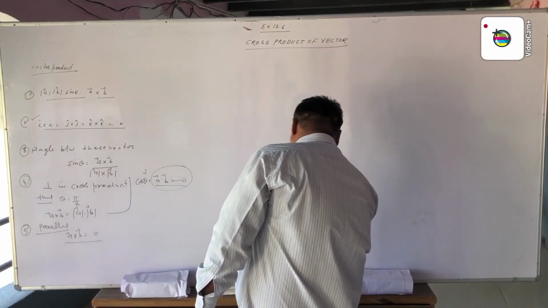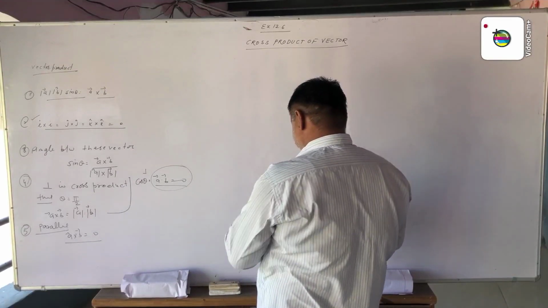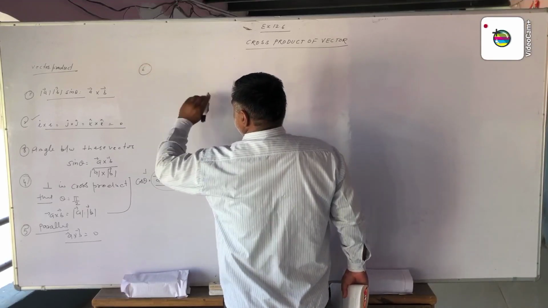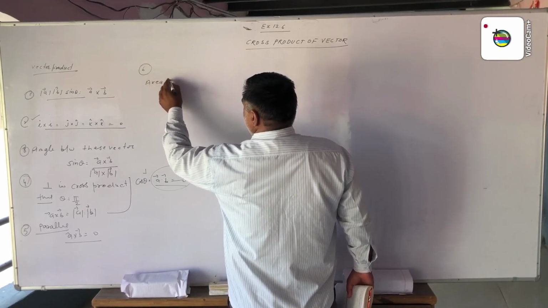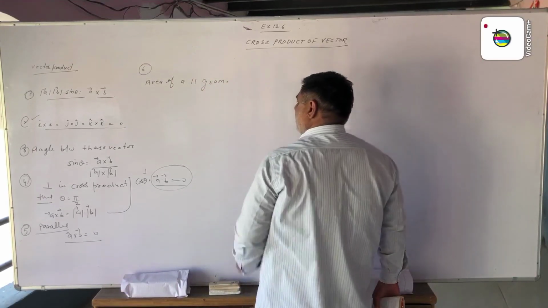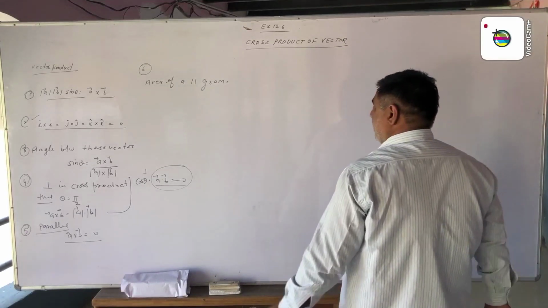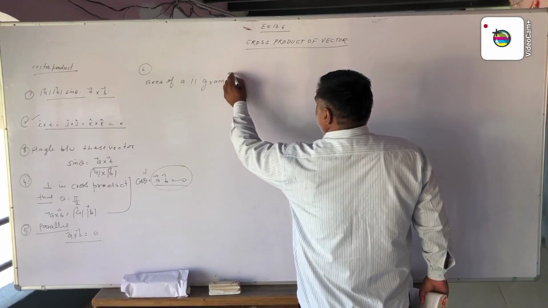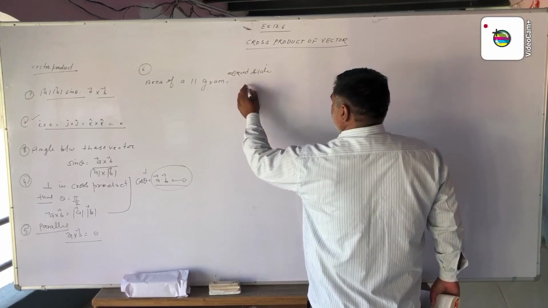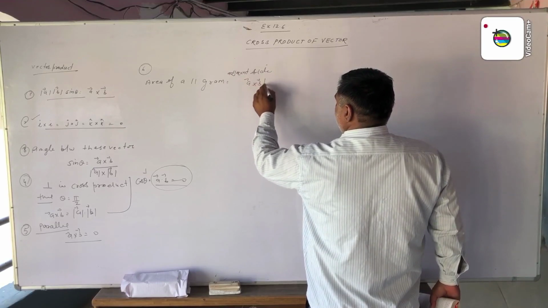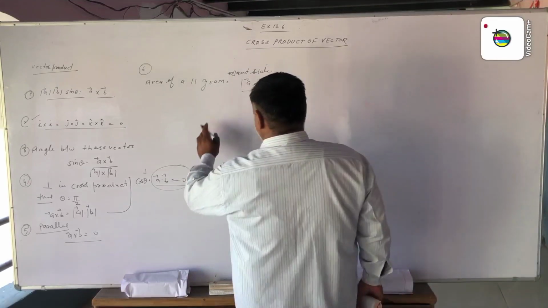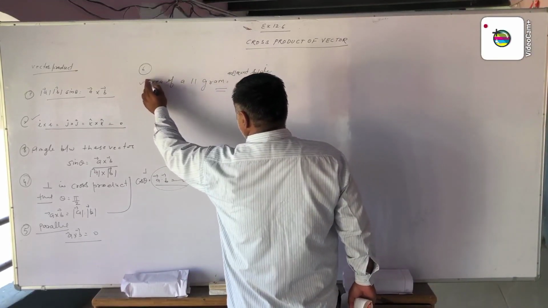Now we discuss mainly the area of a parallelogram. Area of a parallelogram when adjacent sides are given: then the area of the parallelogram is the magnitude of vector A cross B. It is a very important formula.